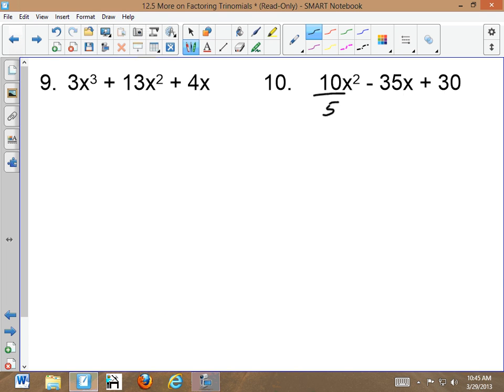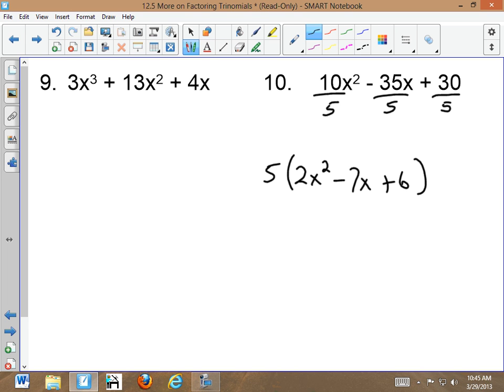5 is common to all 3 of these numbers. That is the greatest common factor. If I didn't know that, I would have to list my multiples. There's one on the homework that everybody just wants to factor 2 out. Okay? Well, there's a greater common factor than 2, and that screws you up when you can't factor the greatest one out. So anyways, I got 5 here. This gives me 2x squared minus 7x plus 6.